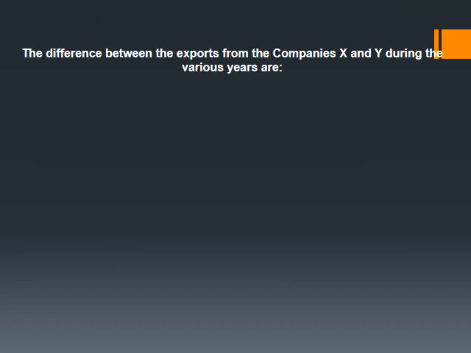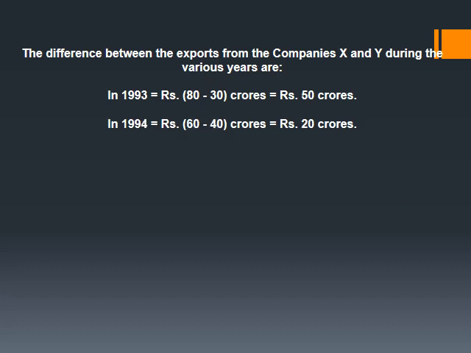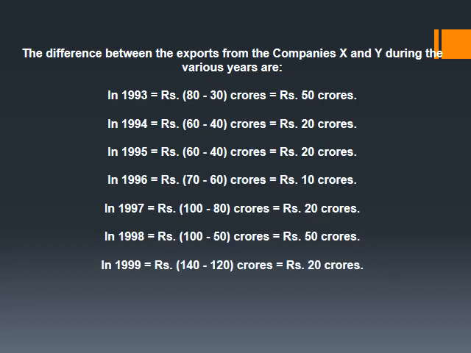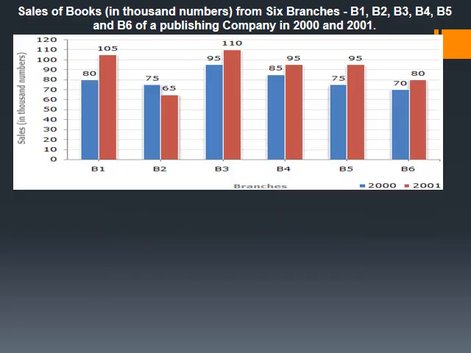So this is how we calculate it. 93 is 50 crores, 94 is 20 crores. Like that, for each year, it's easy. You don't have to calculate like this. You can just look at the chart and you can find out. So which year has the minimum? It is in 1996. Let's move on to a bar chart now.